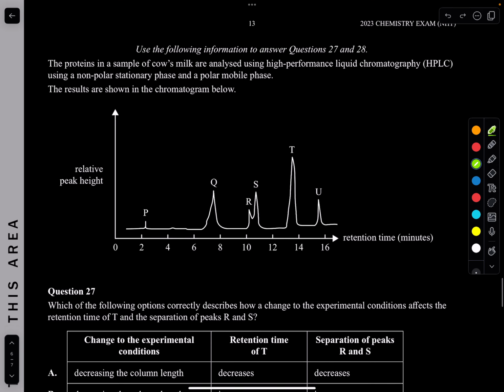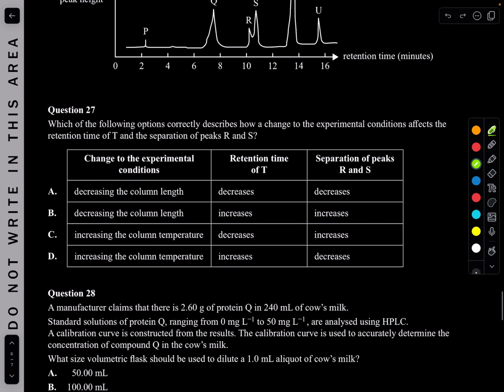Next one, 27. This is for 27 and 28. The proteins in a sample of cow's milk are analyzed using high-performance liquid chromatography, HPLC, using a non-polar stationary phase and a polar mobile phase. The results are shown in the chromatograph below. Question 27: which of the following options correctly describes how a change to the experimental conditions affects the retention time of T and the separation of R and S?